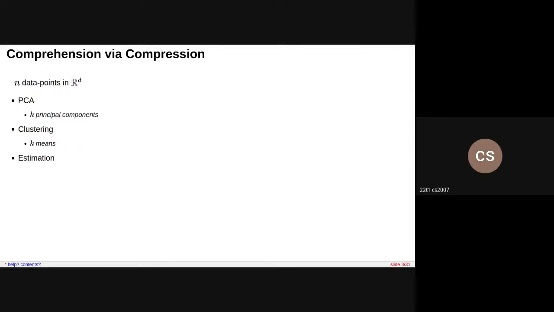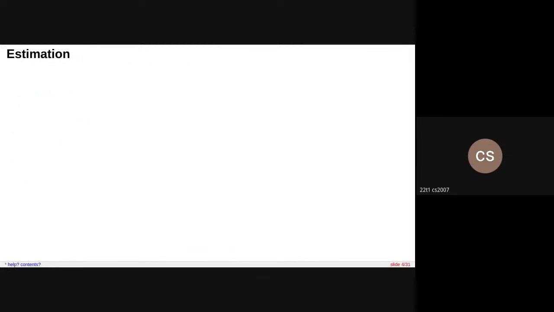In estimation, as we will see, and most of you would have seen through the lectures, we achieve this compression via k parameters of some probability distribution. So this theme of comprehension via compression is something you'll have to keep in mind for all the 4 weeks that you've studied. That's a unifying theme for unsupervised learning.